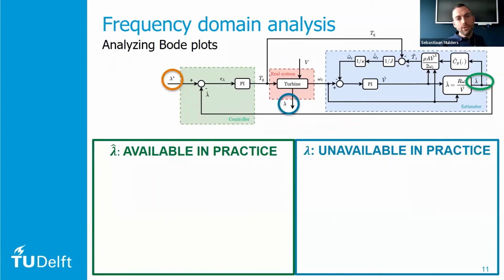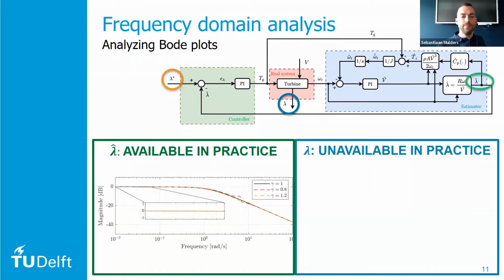First, I'm going to look at the transfer between lambda star and lambda hat in the left box, and then you get this Bode plot. I'll first introduce all the lines that you see here. The black line is with no model uncertainty. The red line is with 0.8 times the real CP curve taken as CP hat, so 0.8 times CP is CP hat. That's the red line. And for a value of 1.2, the uncertainty is the orange line.